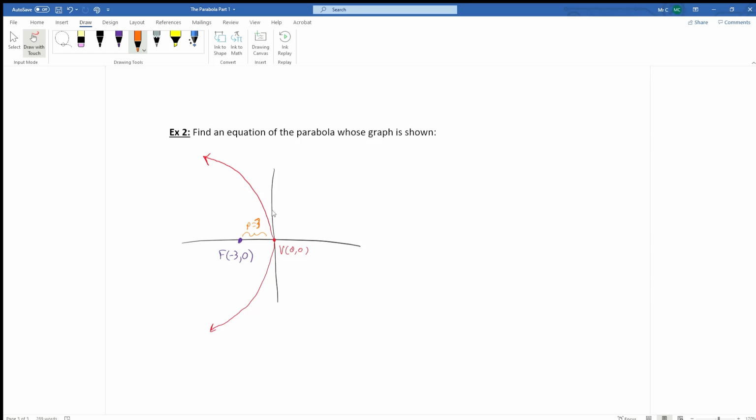But our equation, because we're facing left, is going to have the form y squared equals -4px. That tells me that if p is equal to 3, then y squared is -4 times 3 times x, which is, of course, just -12x. And that's it. We have found our equation.